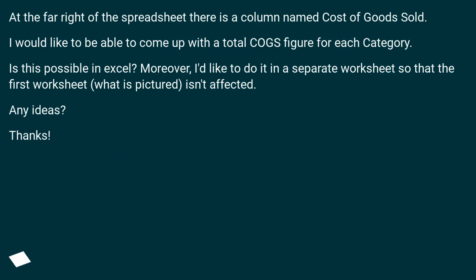At the far right of the spreadsheet, there is a column named Cost of Goods Sold. I would like to be able to come up with a total COGS figure for each category. Is this possible in Excel? Moreover, I'd like to do it in a separate worksheet so that the first worksheet, what is pictured, isn't affected. Any ideas? Thanks.